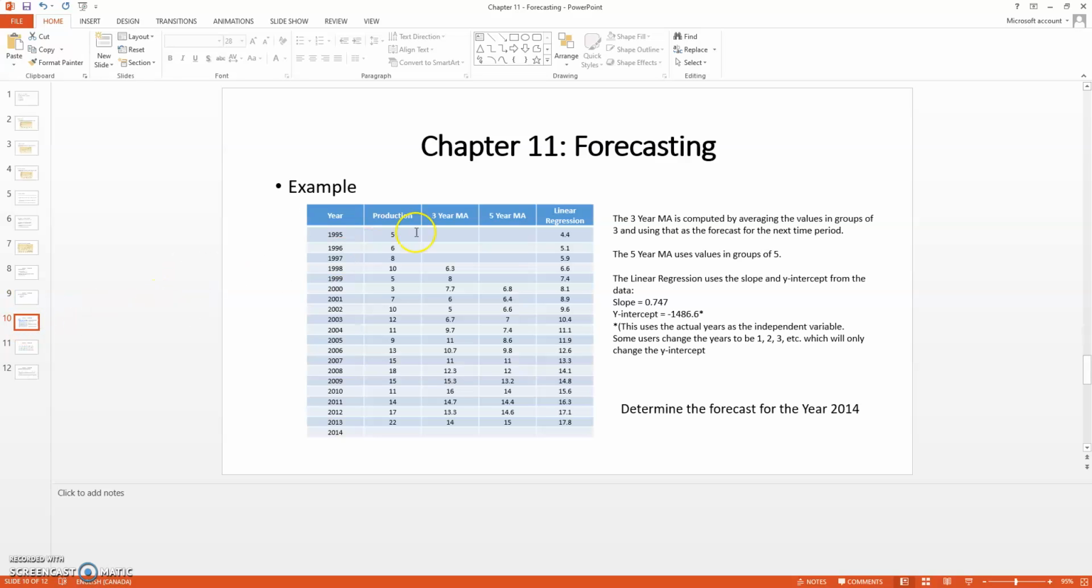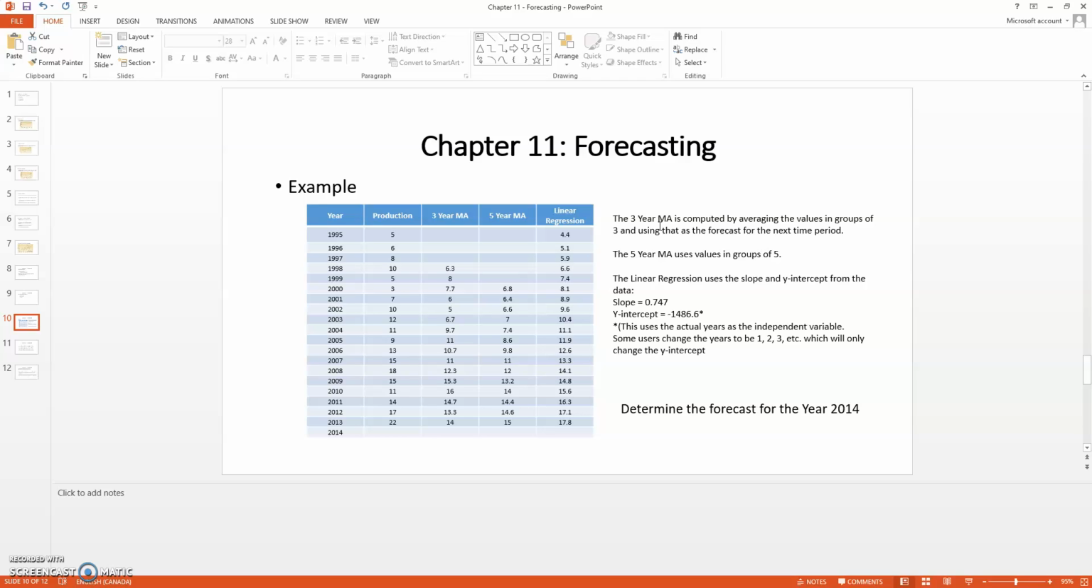So we're going to look at this example. This is production values based on 15 years of data or so. We're going to compute a 3-year moving average, and a 5-year moving average as well. A 3-year moving average means we look at the last 3 years of data to predict the next time period. For a 5-year moving average, we look at the past 5 years of data to predict the value in the 6th year.